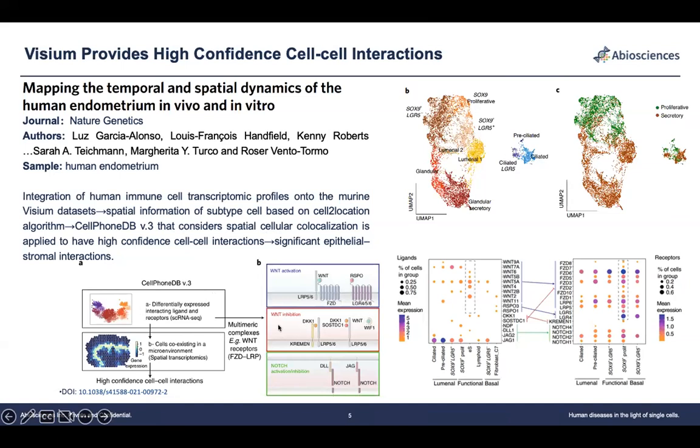Then they looked for the protein ligand and receptor interaction through this CellPhoneDB, and they could find the interaction between this protein receptor and ligand. So this is a very nice illustration of how spatial information can provide us a deeper analysis of the different tissue and cell type interactions.